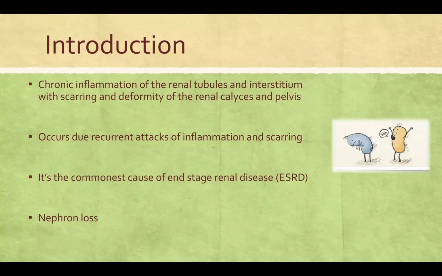The introduction: it is the chronic inflammation of the renal tubules and the interstitium with scarring and deformity of the renal calyces and the pelvis. This occurs due to recurrent attacks of inflammation and scarring, and it is the commonest cause of end stage renal disease, which is also called ESRD. And due to chronic pyelonephritis, nephron loss will be there.